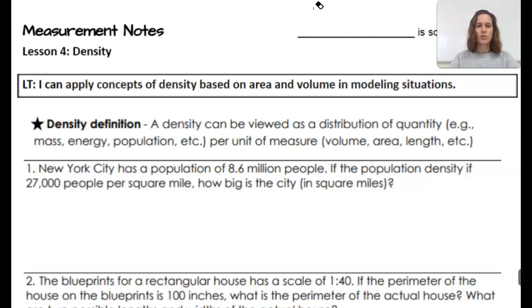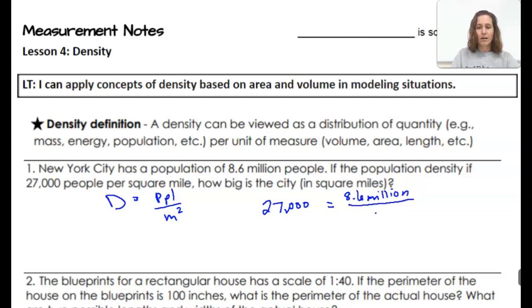Our first example, New York City has a population of 8.6 million people. If the population density is 27,000 people per square mile, how big is the city in square miles? So the equation we're going to be using is the population density is equal to the number of people over the area. We know the density is 27,000, and it's going to be equal to 8.6 million people divided by our unknown in square miles.